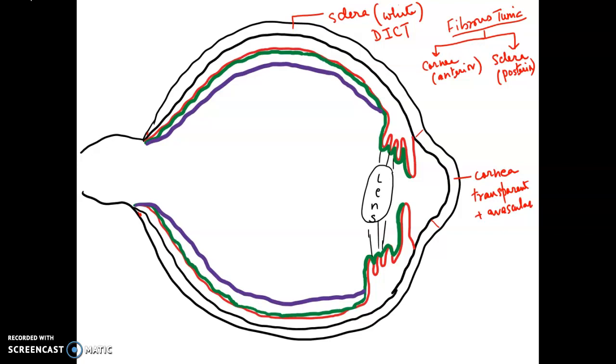So we talked about the fibrous tunic, which is the outermost layer of the eyeball. The fibrous tunic has two parts. The anterior bulging part is called cornea, which is transparent and avascular. Posteriorly, or the posterior 5/6 part, is called sclera, which forms the white of the eye. The sclera is made up of dense, irregular connective tissue.